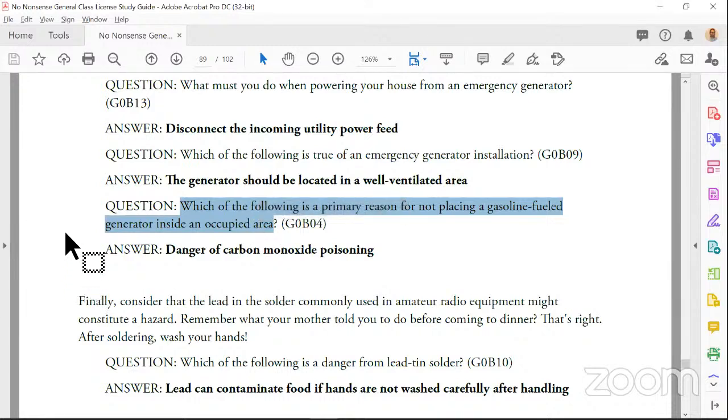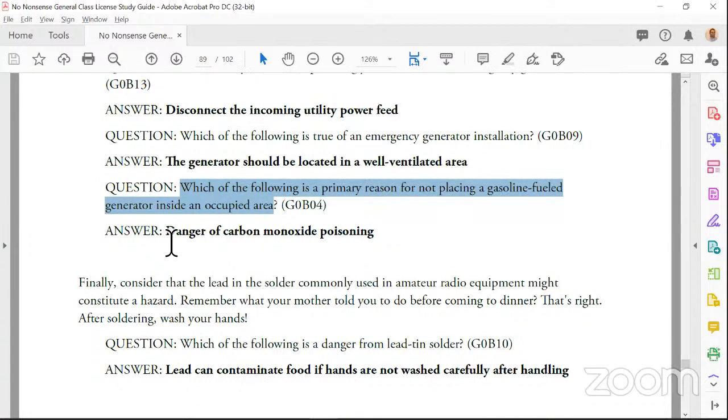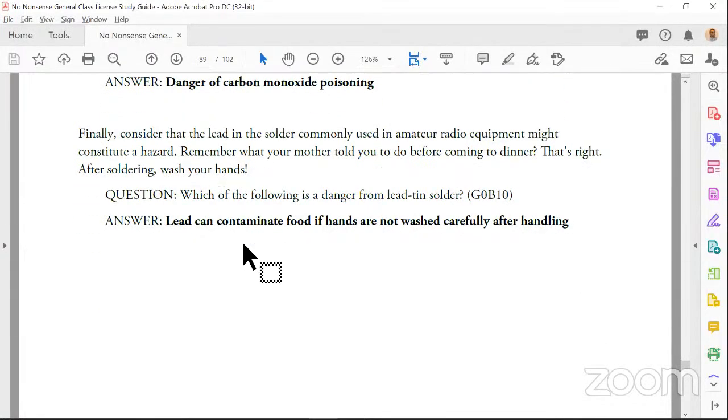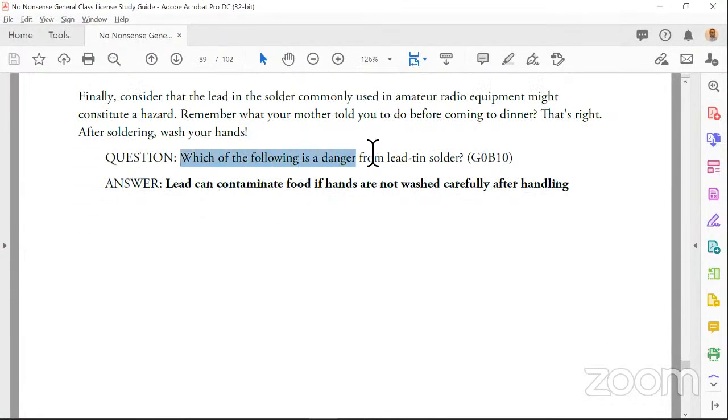And the next question, related. Which of the following is a primary reason for not placing a gasoline-fueled generator inside an occupied area? So we just kind of talked around it. It is unsafe to do so, but the reason is you have the danger of carbon monoxide poisoning. So that's the reason why you don't put it inside where people are located or any living thing.